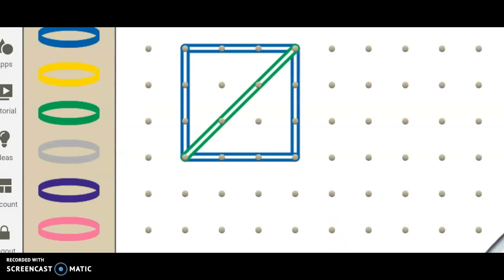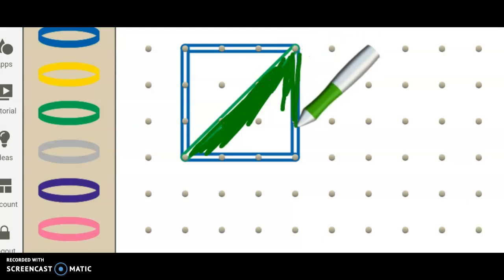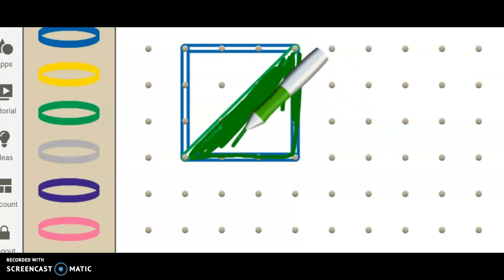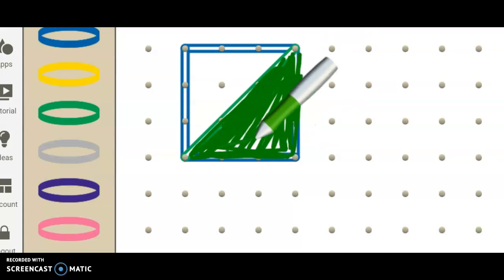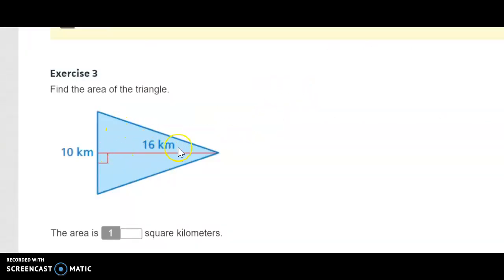When we're looking at exercise 3, we need to remind ourselves that when we're finding the area of a triangle, it is half the area of a square or rectangle. So this part right here is what we're looking for. We're looking for half of the entire square or the entire rectangle. So let's look back at our problem. And our problem is 10 times 16. So that would be the entire area. And then we cut it in half because we only want that triangle piece. We're not taking the entire square or the entire rectangle.